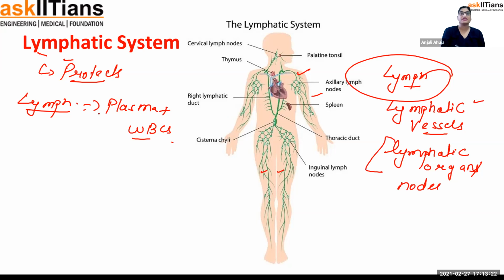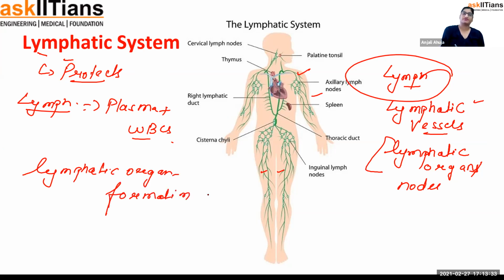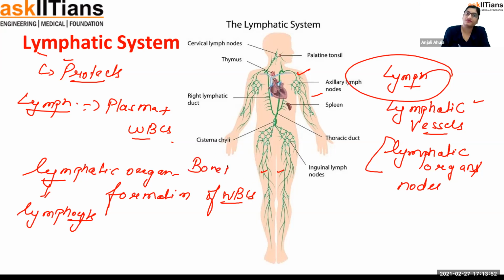And a lymphatic organ is the one that helps in the formation of WBC. You know what? WBCs are also known as leukocytes, and the cells of the lymph are known as lymphocytes. So you may say lymphatic organs help in the formation of lymphocytes. Examples of lymphatic organs are bone marrow and thymus. They both are lymphatic organs. They help in the formation of WBCs.